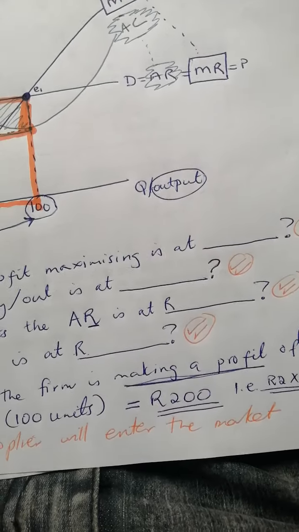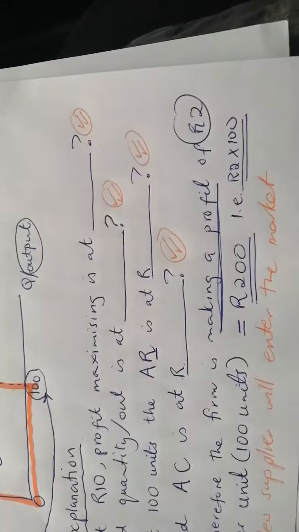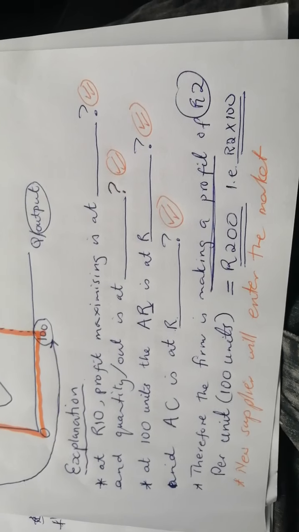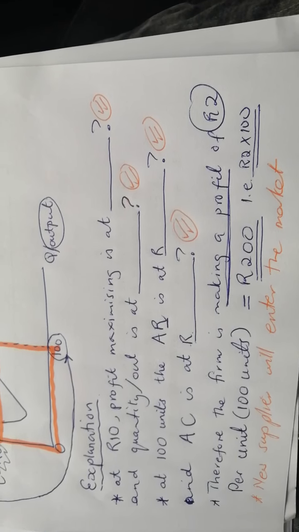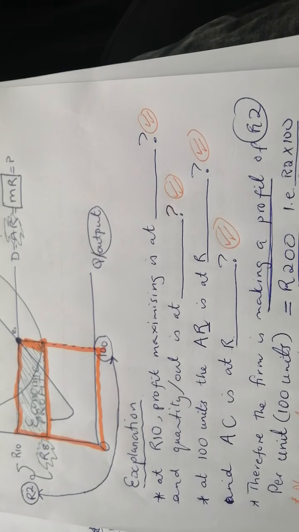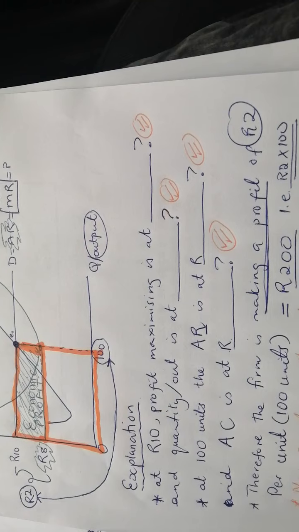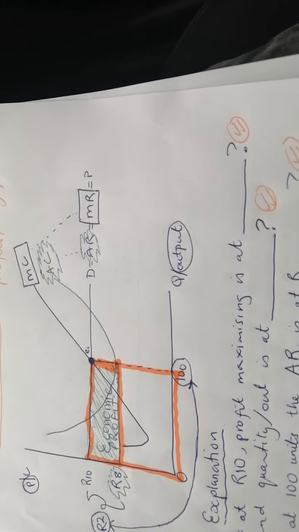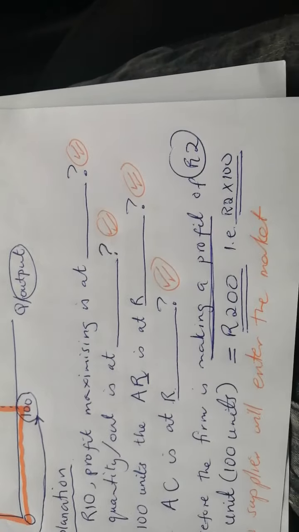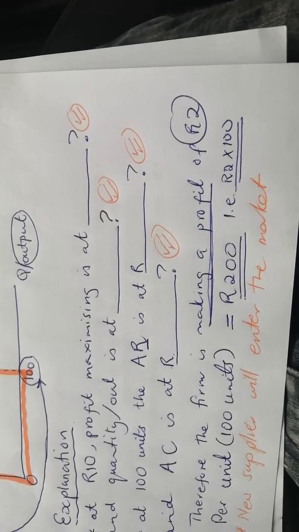Of 200 rand. So once you start to make a profit of 200 rand, other businesses will be interested in entering the market because there are economic profits being made. So that is basically the explanation of your economic profits. Please feel free to fill in those gaps.